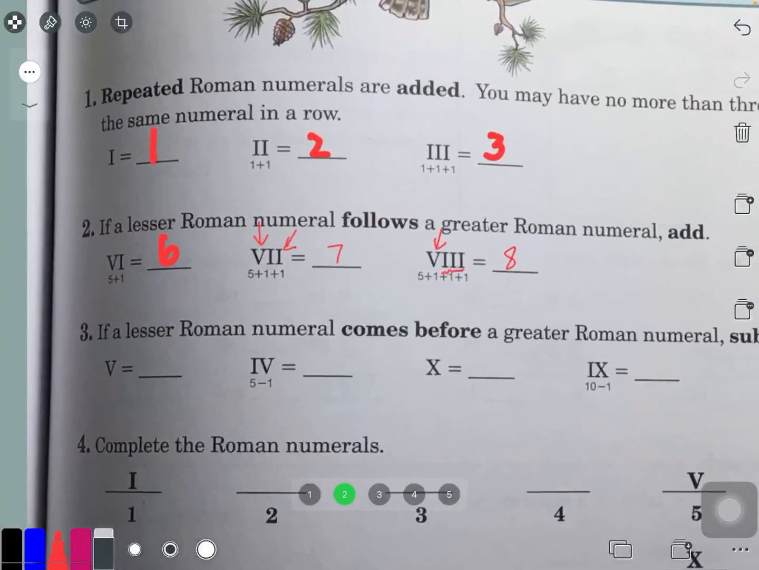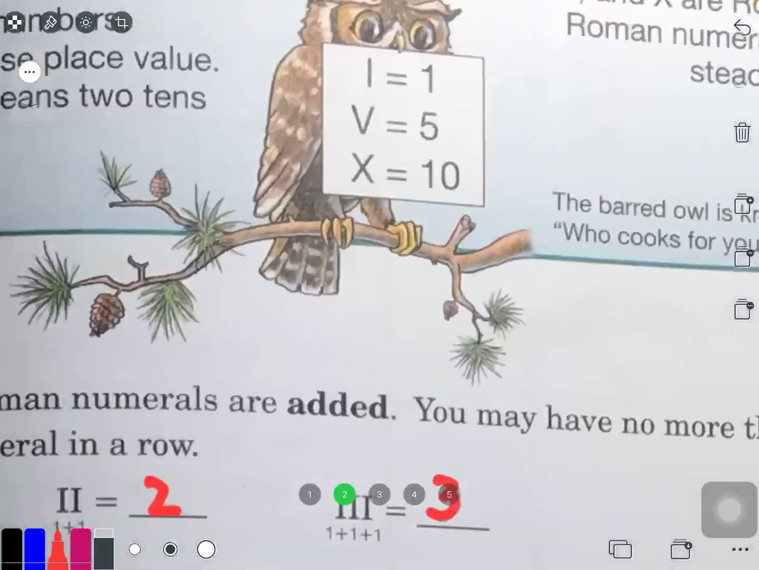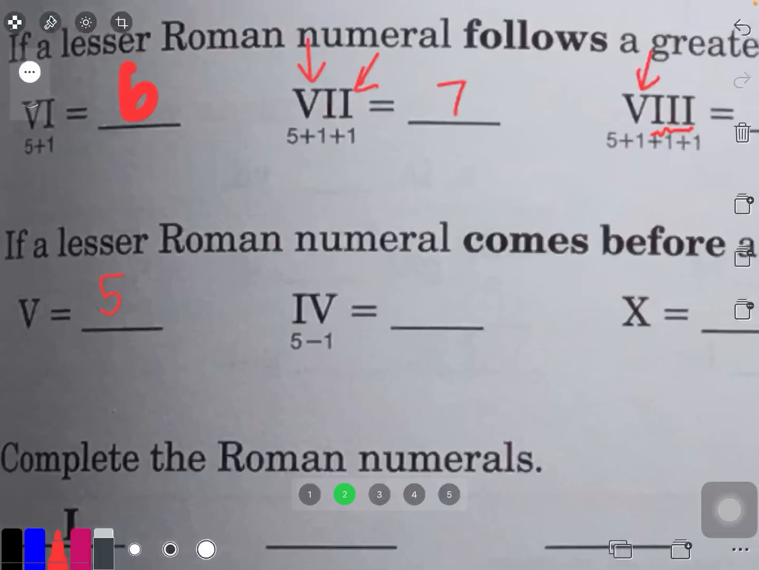Here, what happens if the little brothers are in front? So this is 5, okay? We know that because the owl says so right here. V is 5. But here, take a look at this. The little brother is in front, right? And that makes the big brother mad. So when the little brother is in front, the big brother will say, hey, you're supposed to be in the back. And he kind of pushes him to the back, and it looks like this. So we're subtracting. So this is really 5 take away 1, which is 4. It looks very backwards, I know. All because the little brother's in the front and the big brother says, hey, go to the back.